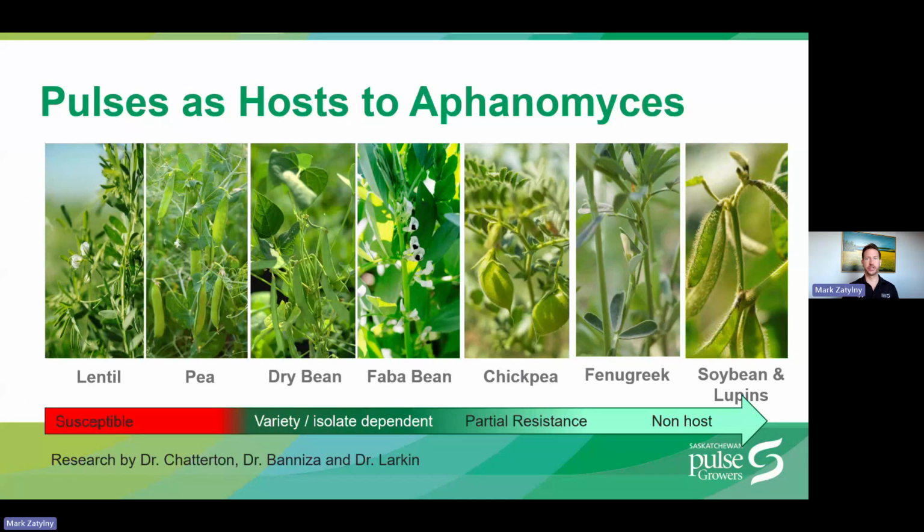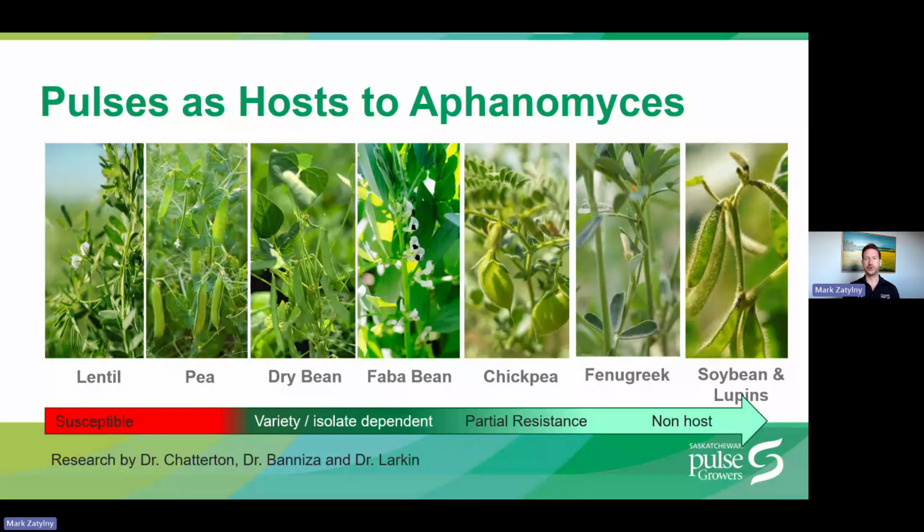What we do know regarding the susceptibility of pulses and soybeans to Aphanomyces is presented here. Obviously, peas and lentils are the most susceptible, and are equally susceptible to Aphanomyces. Dry beans depend on the variety, as some have more resistance than others. Faba beans, the most recent work by Dr. Larkin, is showing that certain isolates of Aphanomyces can impact faba beans, but it's also very variety specific. I'll show a couple examples of this later in the presentation.